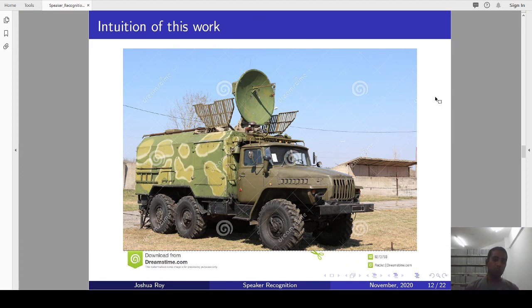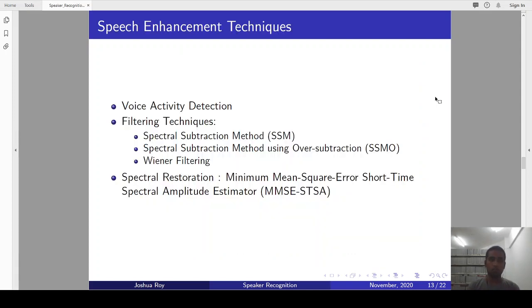The intuition for our work started with creating a speaker recognition system for a defense communication truck. In this truck we have a lot of noise coming: engine noise, radar equipment noise. We have to keep cooling machines running to keep the radar at a very low operating temperature, and that noise is also coming. So we had to create a robust system which can work in this noise.